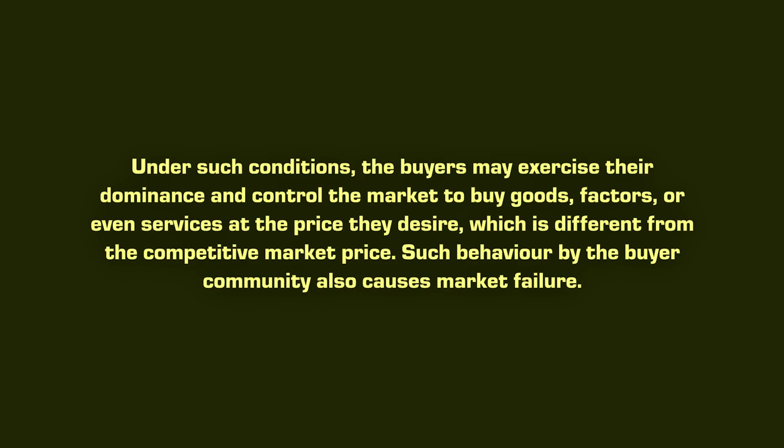Disequilibrium in the market also occurs when the buyers on the demand side become dominant enough to control the price, especially in a market situation like monopsony, which means a large but a single buyer, or even in case of oligopsony, where there are few buyers who dominate the market. Under such conditions, the buyers may exercise the dominance and control the market to buy goods, factors, or even services at the price they desire, which is different from the competitive market price. Such behavior by the buyer community also causes market failure.